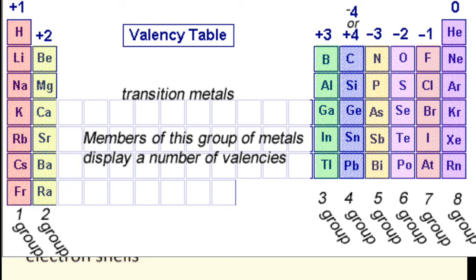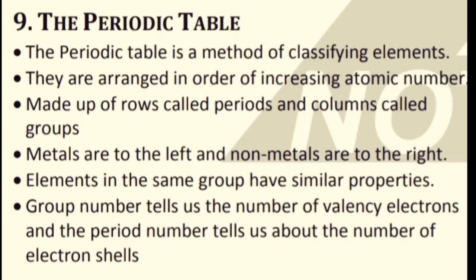In the modern periodic table, there are 118 elements. So, in the periodic table, we can see periods and groups. Horizontal rows are called periods and vertical columns are called groups. And in the periodic table, elements are arranged according to their increasing order of atomic number.